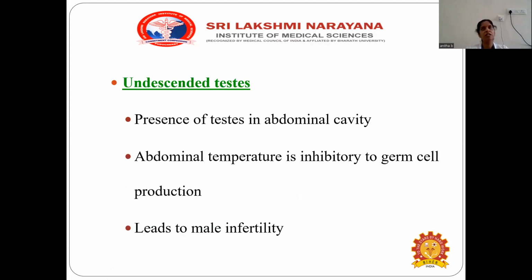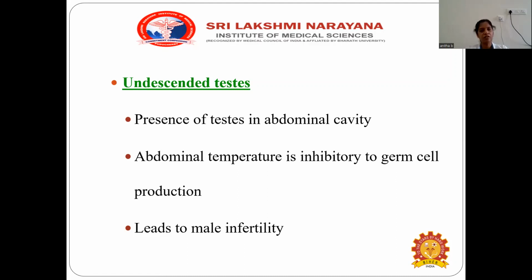So the next one is undescended testis. This is the final one. Usually the testis lies in the scrotum. Why does it lie here? If it is in the abdominal cavity, the pressure and the temperature are more. So the sperms won't tolerate the temperature. It has to be away from that temperature. That's why it is in the scrotum.